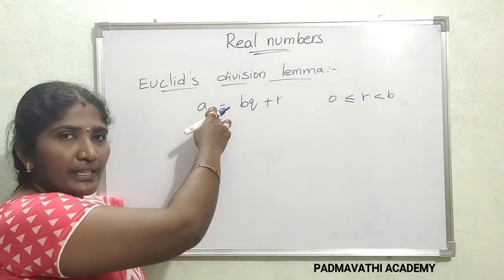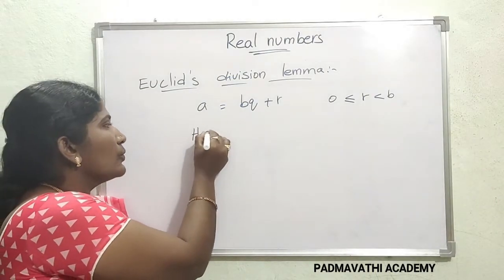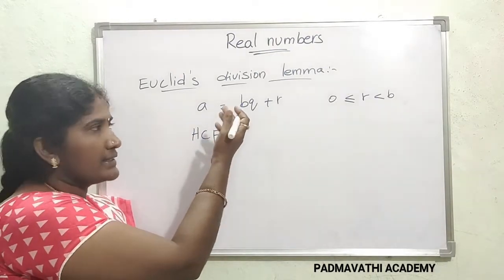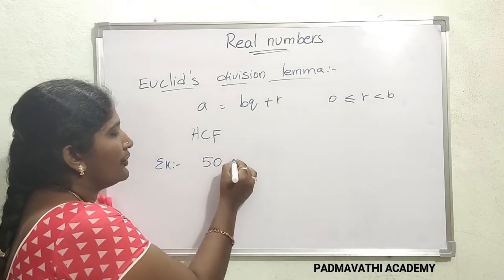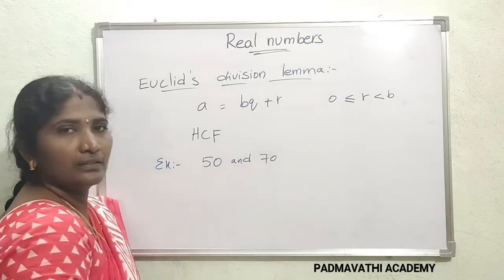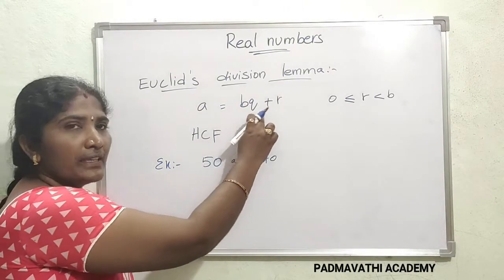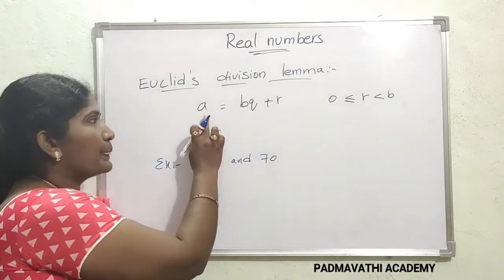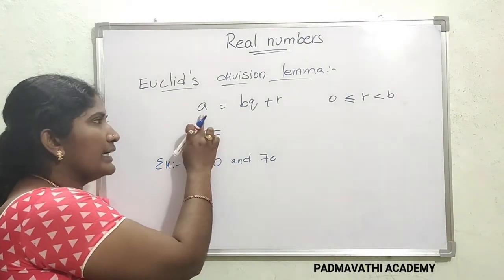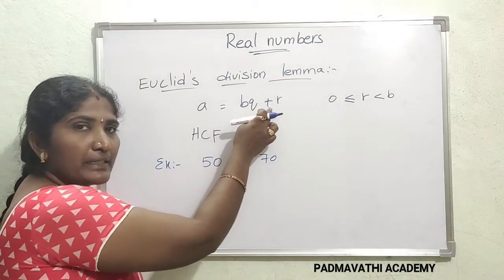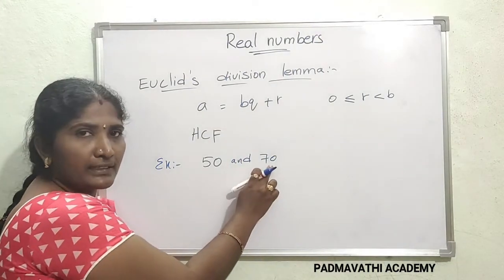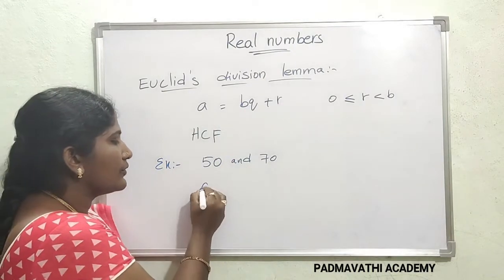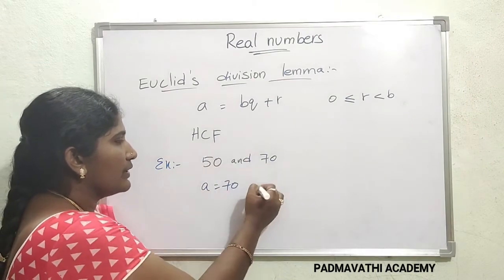By using Euclid's division lemma, we can find out HCF. What is HCF? Highest common factor. How to find out HCF? Let's take an example: 50 and 70. By using this condition, clearly a is greater than b. This is nothing but division lemma: dividend is equal to divisor into quotient plus remainder. Which is the divisor and which is the dividend? Dividend is the bigger number. So a is equal to 70 and b is equal to 50.